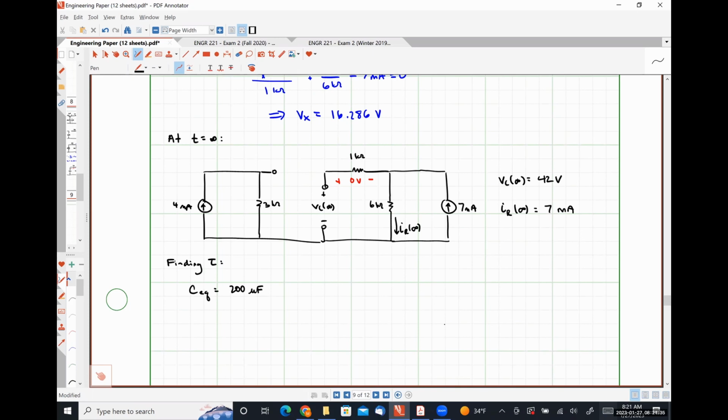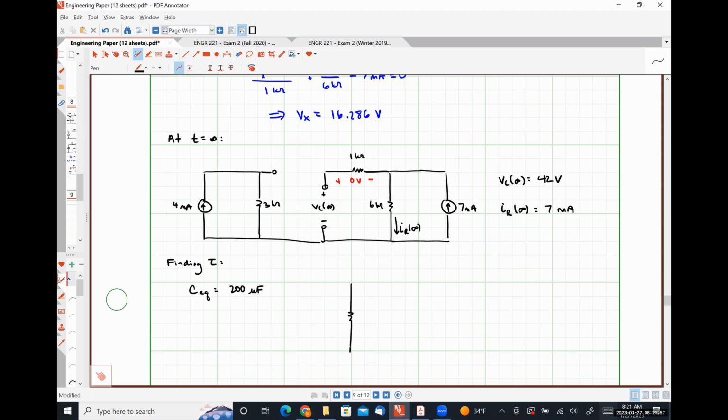So effectively what I'm going to do right here is I'm just going to redraw my circuit at t equal to infinity and then turn my sources off. I'm looking at it at that particular instant in time because it's during the transient condition. My capacitor already looks like an open circuit. So now I just have to turn off my sources.